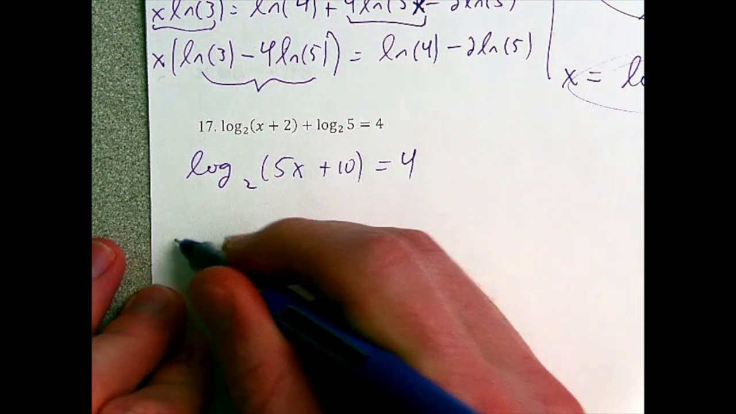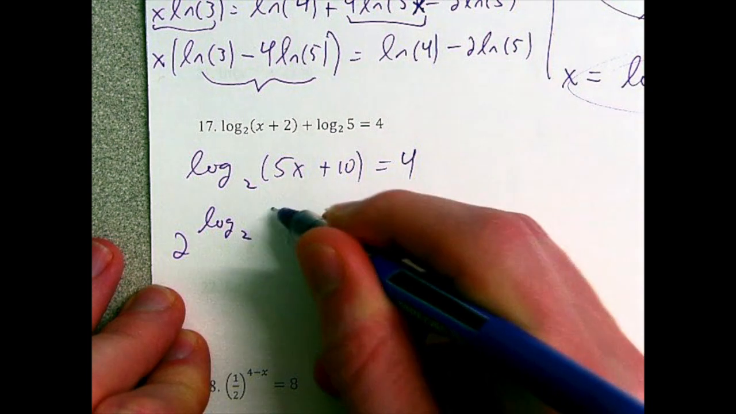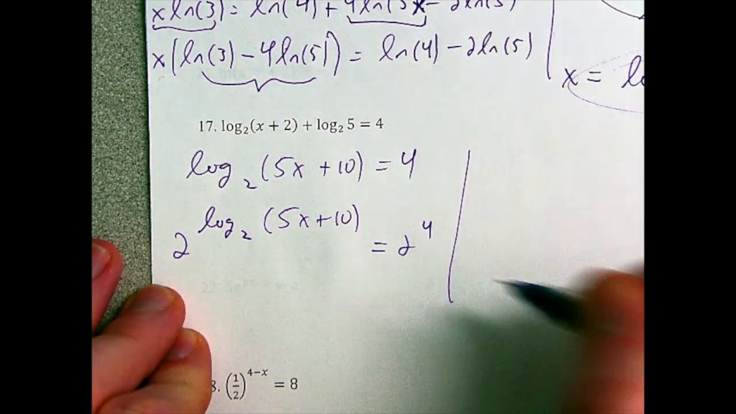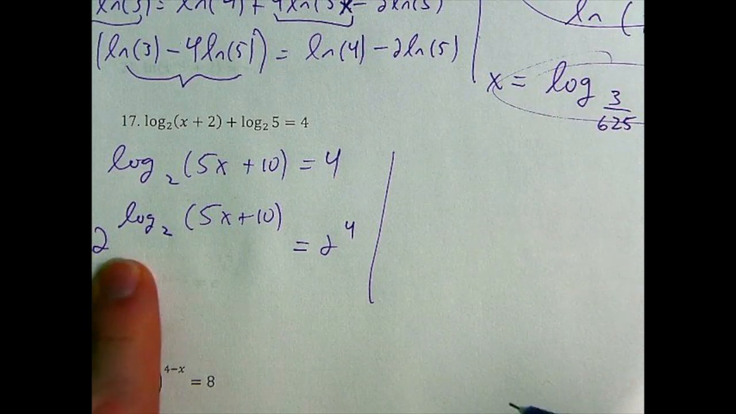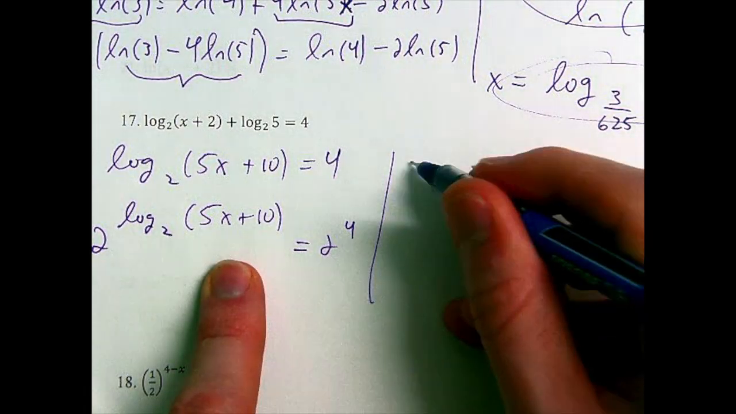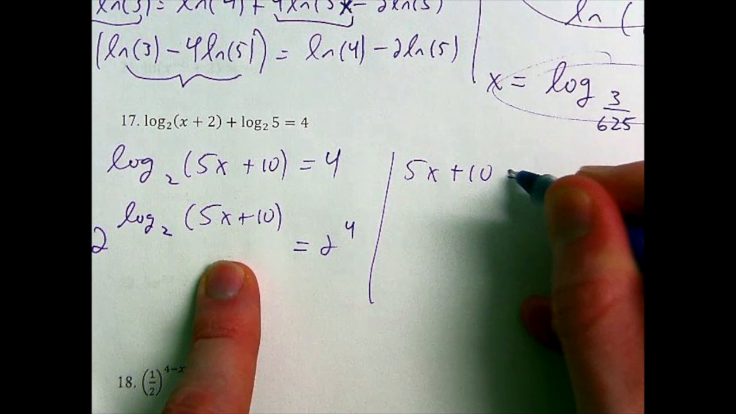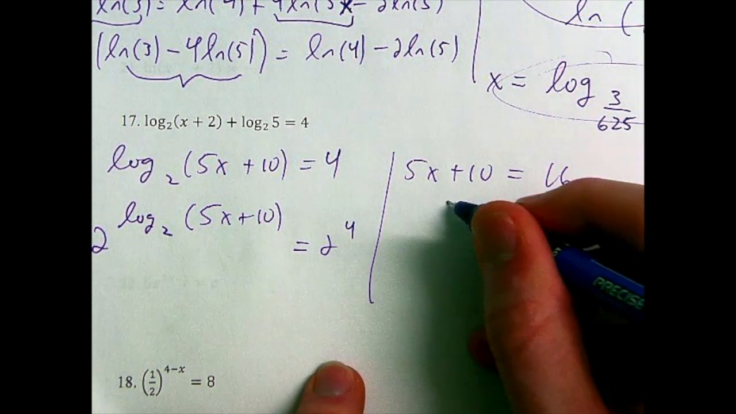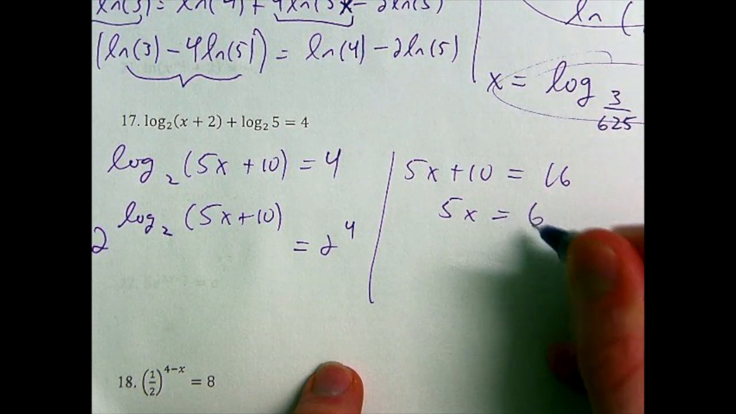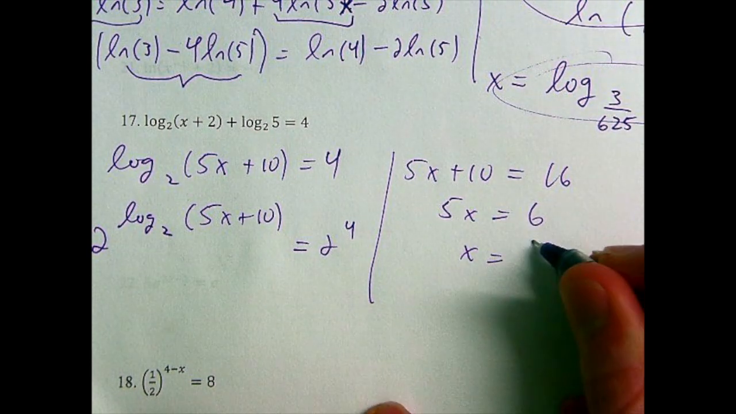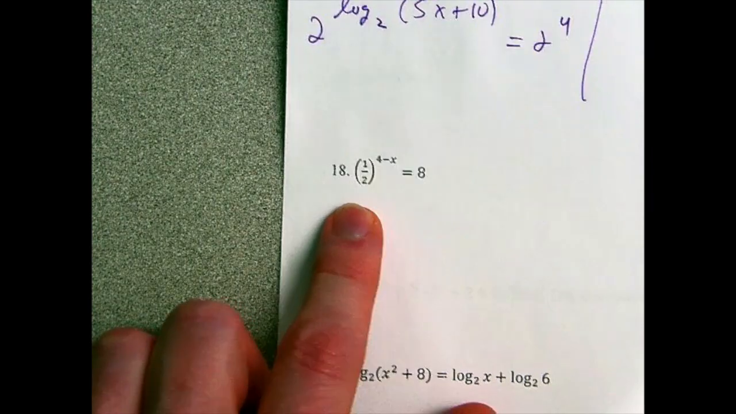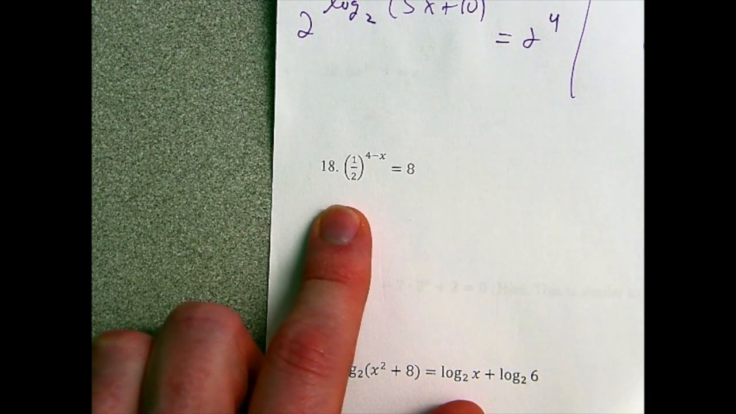So if I exponentiate both sides by 2, okay, what do I get? On the left-hand side, I just have 5x plus 10. Right-hand side, I have 2 to the 4th, which is 2, 4, 8, 16. All right, subtract 10, divide by 5. 6 fifths. Cool.